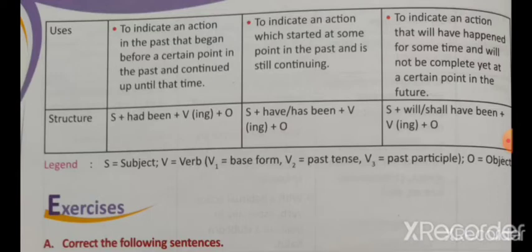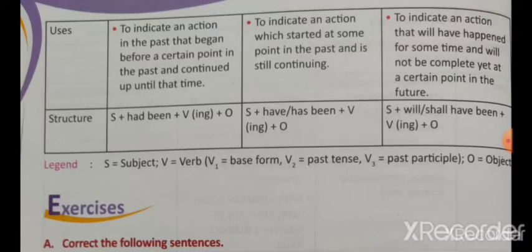Now coming on to the last one, which is future perfect continuous. In this we write subject plus will or shall according to the subject plus have been plus verb in its ing form and then the object. So I will have been eating sweets for 2 hours when you arrive. Now this indicates that there is something that will be happening in the near future and will be going on when the second event takes place.